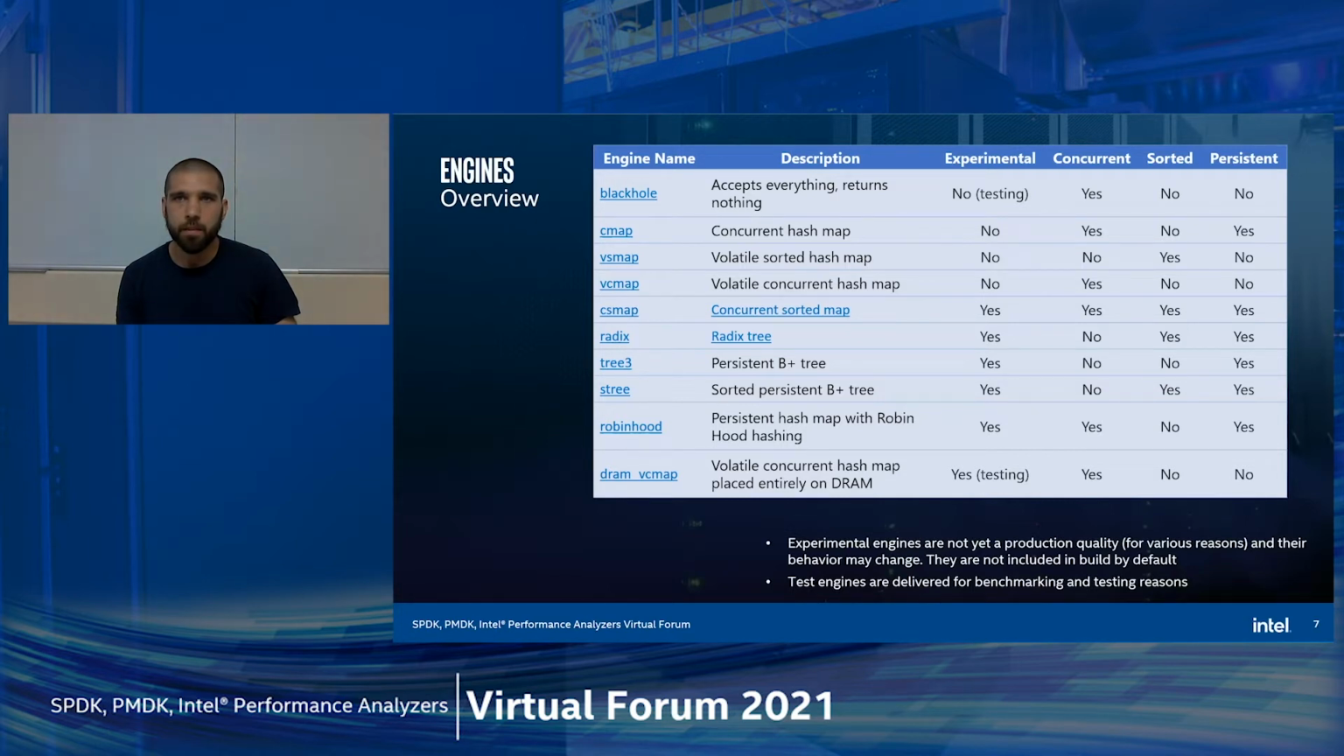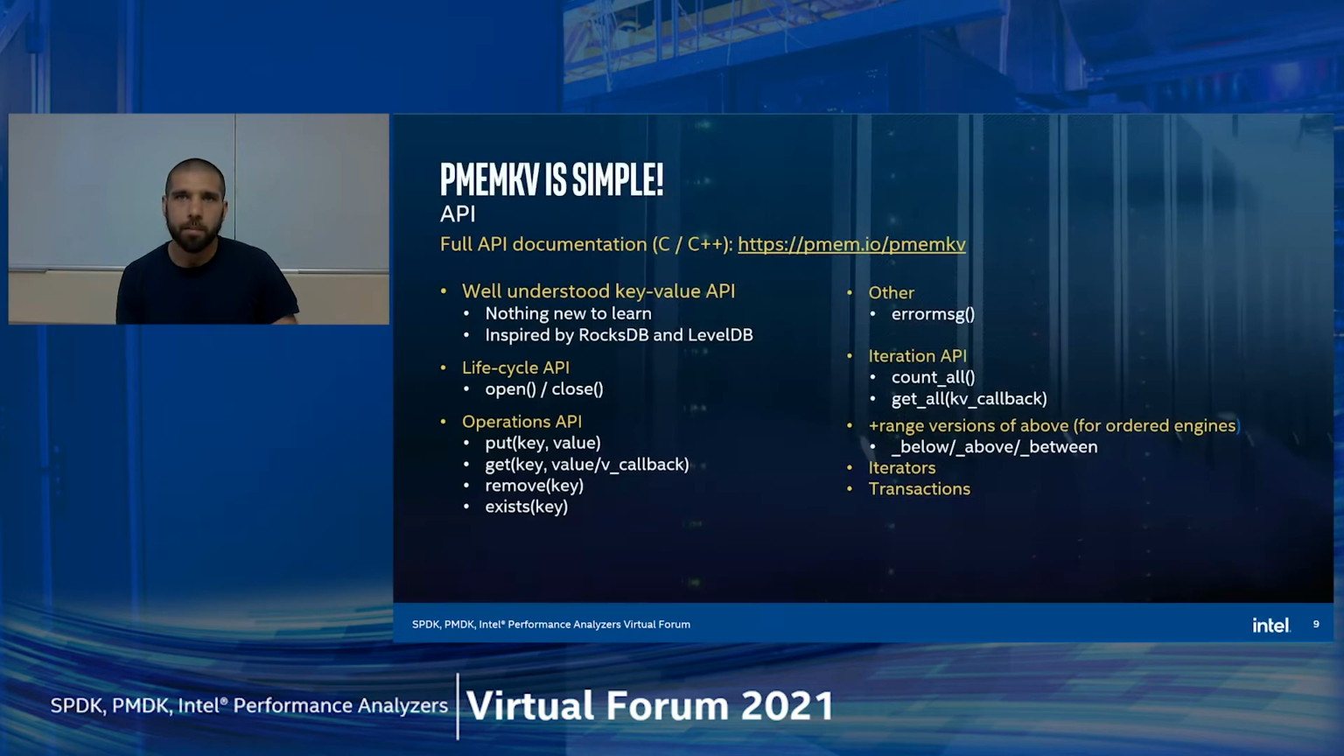As engines are internally different data structures, it's not possible to open a database created for one engine with another one without conversion. The API is similar to other well-known key-value storages, as it is inspired by RocksDB and LevelDB. So between open and close calls, we may put, read, remove, and iterate over all data. For ordered engines, we may also iterate over some ranges according to the specified key. Lately, for better data flow control, we added an iterators API and transactions.